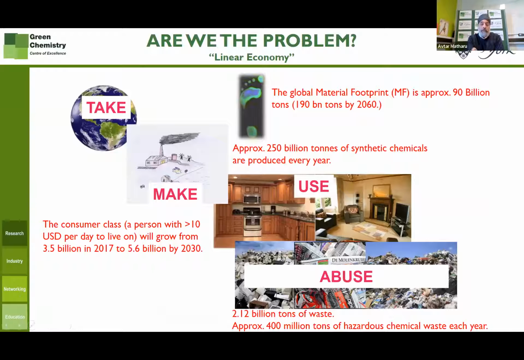My second take-home message is that we live in a linear economy. We live in a linear society where we take from Mother Earth, and we take quite a lot at the moment. Our global material footprint is approximately 90 billion tons, and that's only going to grow as we get increasing population. Our per capita footprint at the moment is about 11 tons, but that's not equitable all over the world. If you live in the UAE or in the States, you're probably using about 25 tons per year. If you're from Bangladesh, you're probably using about 1.5 to 2 tons per year.